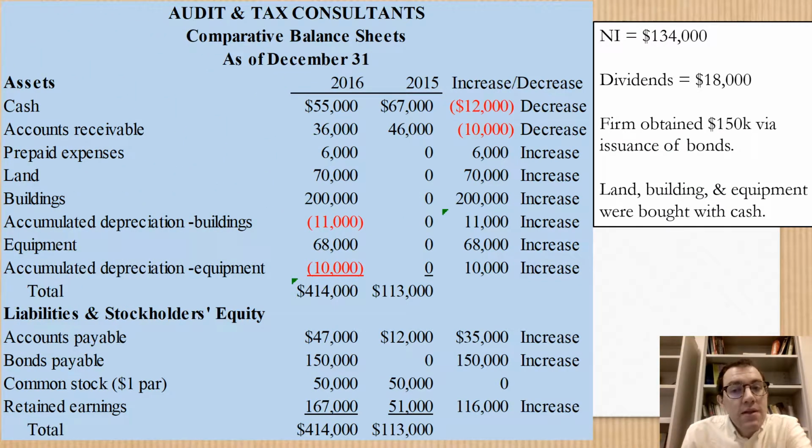So here we have the next year for this made-up company, and we have comparative balance sheets again. You always do this with the statement of cash flows. You always look at the beginning, like the 2015 balance sheet, and the ending, the 2016 in this case. Then we're going to see how everything changed, and use that information to figure out operating, investing, and financing cash flows. Other important information would be written over here.